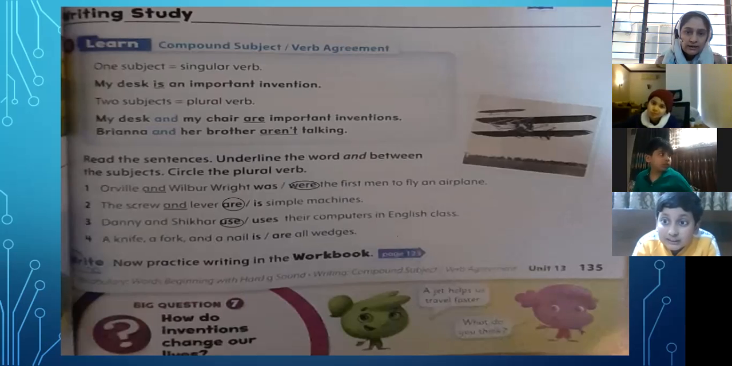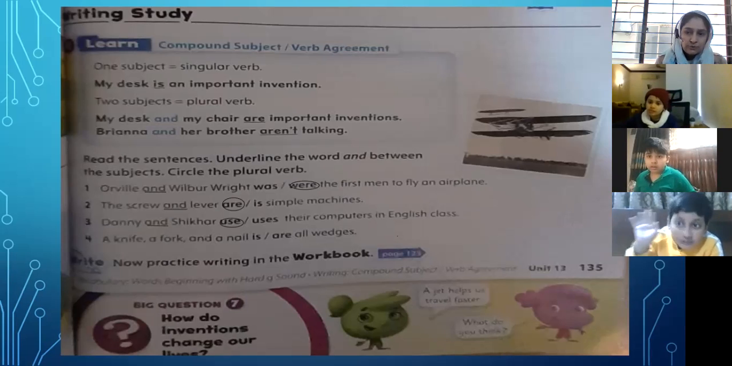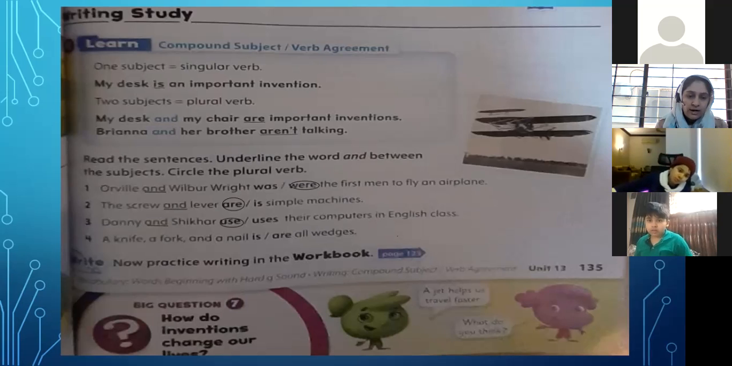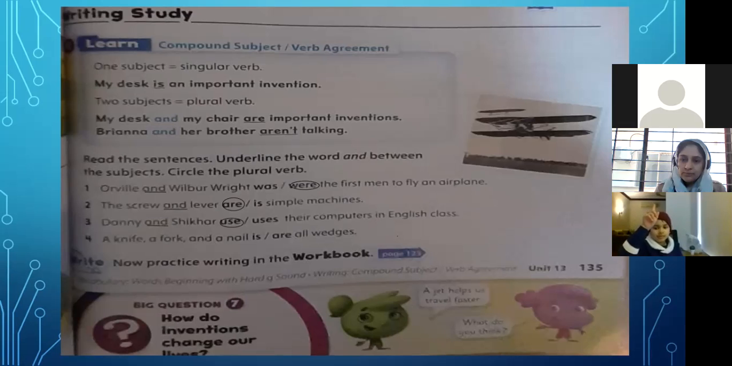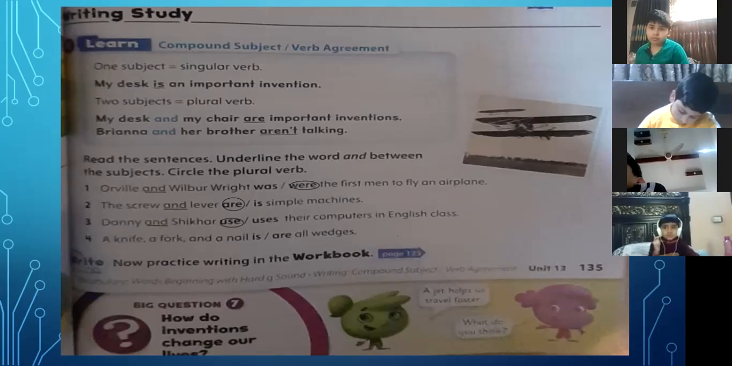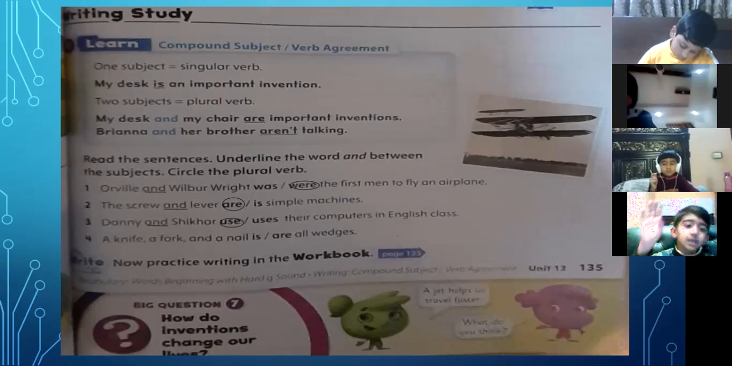And you will underline and between the subjects. Number 4, a knife, a fork, and a nail. Is all wedges or are all wedges? Yes, who will answer me?